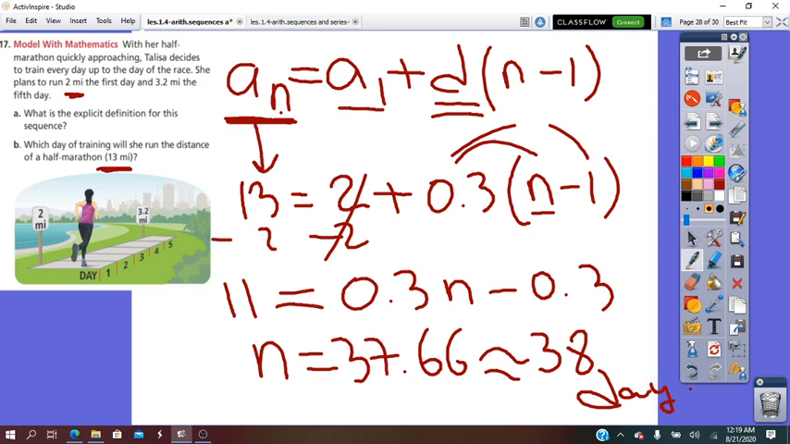So after 38 days, this will happen. 13 miles will be the distance she is going to run. 13 miles will be on the 38th day.